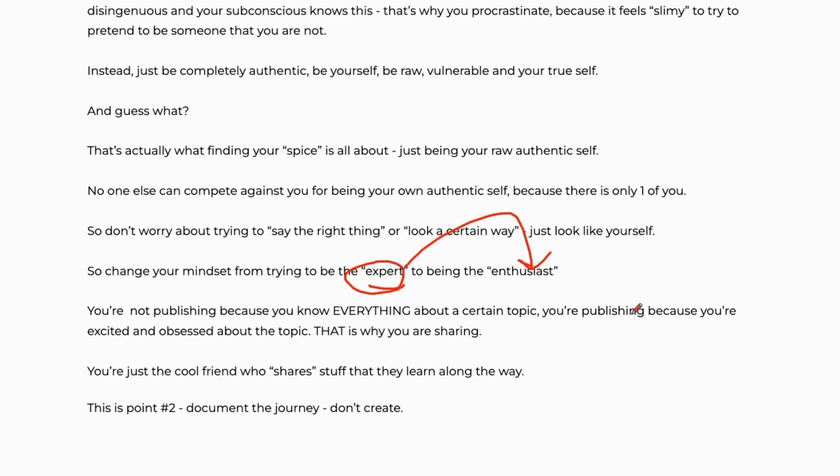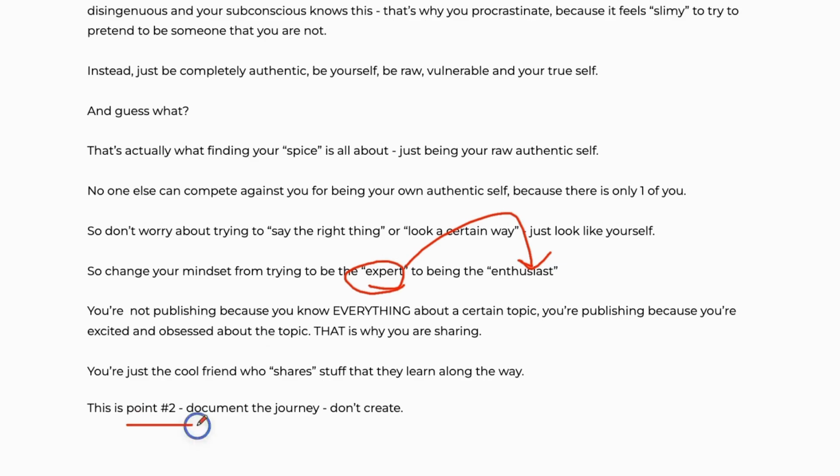When you do that, everything becomes so much more effortless, because you're not publishing because you know everything about the topic. You're publishing because you are excited and obsessed about the topic. That's the reason you are sharing: all the things that you are geeking out and obsessing over, whether that be your own frameworks or somebody else's frameworks or your journey or whatever it is. You're like, dude, this is such a good nugget. I can't hold it only for me. I've got to share it with the rest of the world.